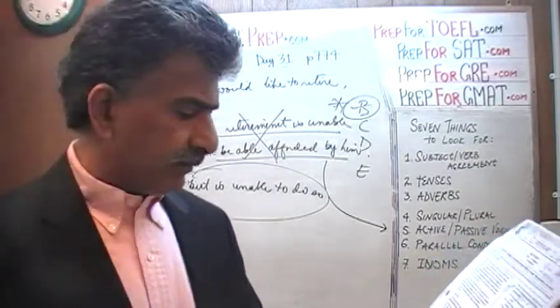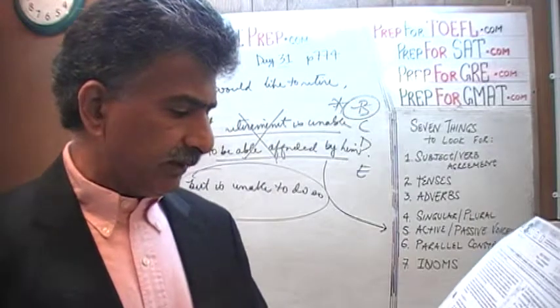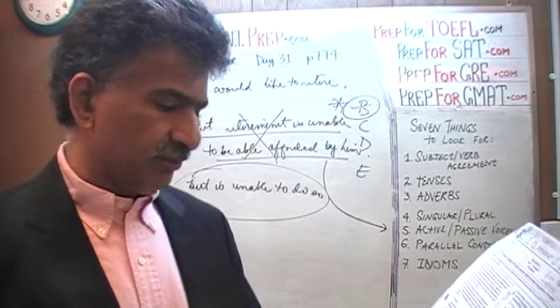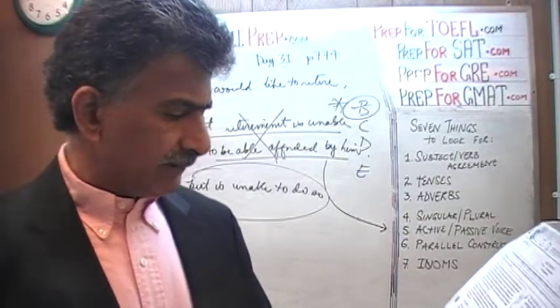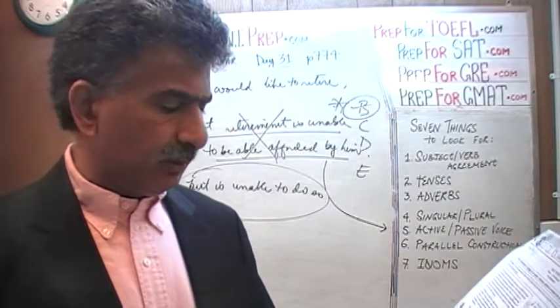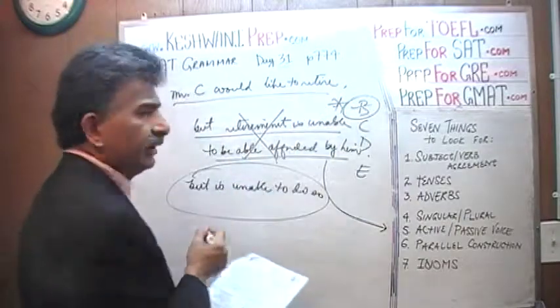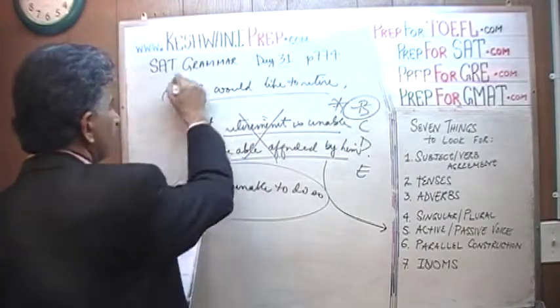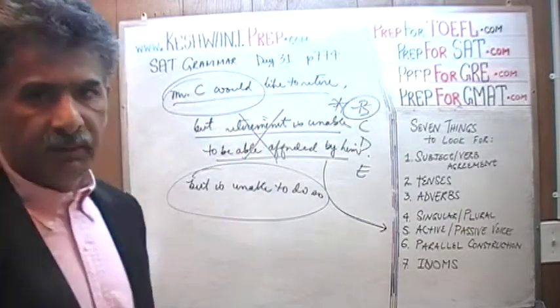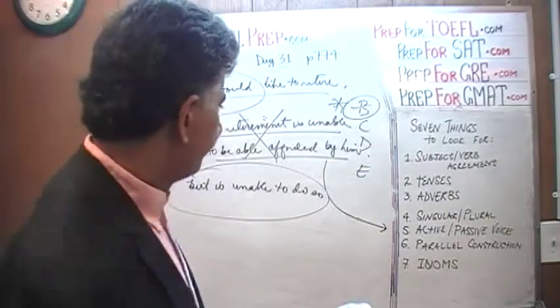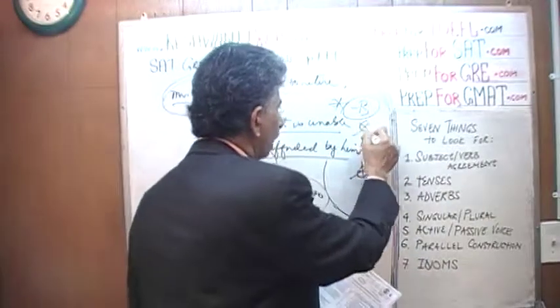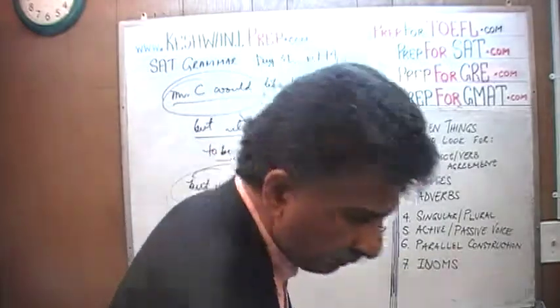Let's see what C says. C says he would like to retire, but he's unable to afford that. No, that's a little awkward. And C and D and E don't even start out with Mr. Chung. We have not made any changes here. This part we did not touch. The changes that we made was here, which means our sentence must begin with Mr. Chung, and D and E do not. And C is a little awkward. The answer is B. Let's go to number 2.